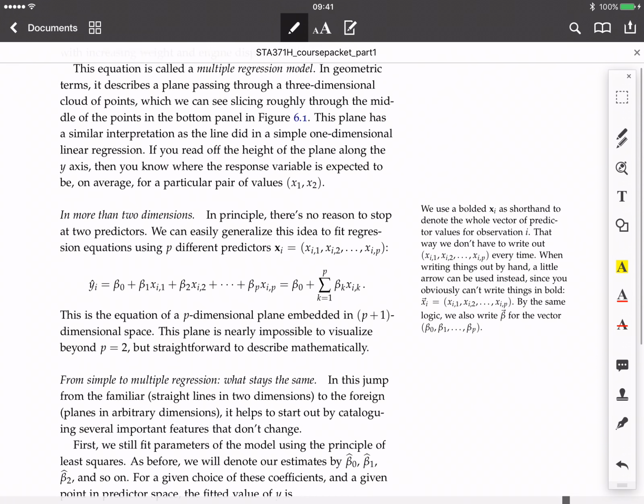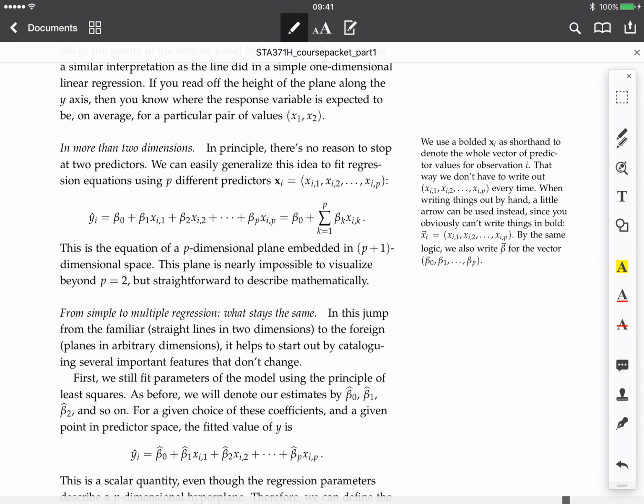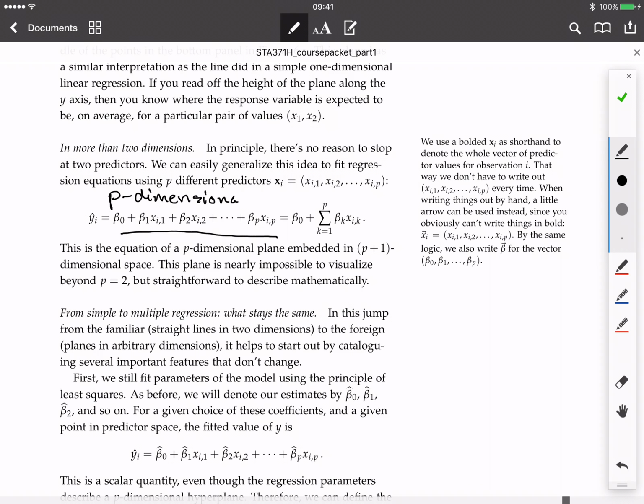Even though we've talked about 2 predictors right here, we can easily fit more than 1 variable, and there would be a p-dimensional plane for p different variables. That is a very difficult object for people to visualize because we can naturally think in 2 and 3 dimensions. It just becomes impossible to visualize this thing when we've got more than 2 predictor variables.